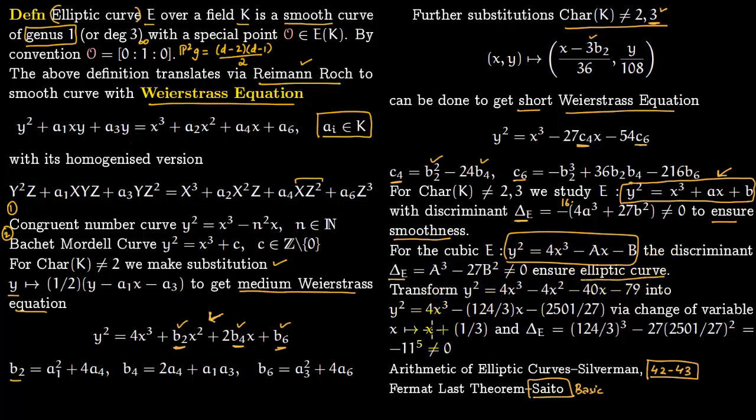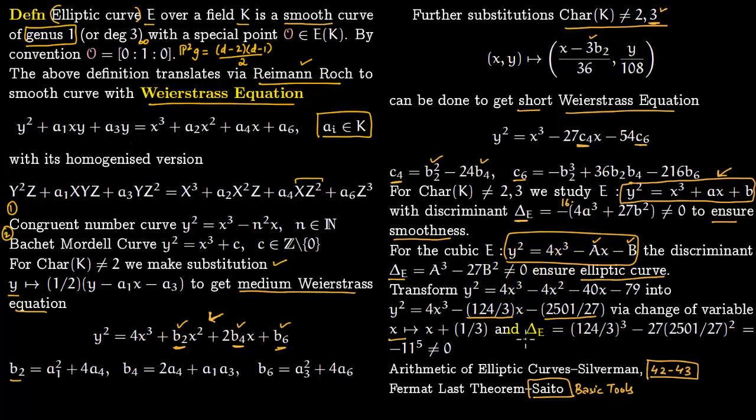So let us see an example again taken from this book, Fermat's Last Theorem, Basic Tools, by Sato. You have this curve y square is equal to 4x cubed minus 4x square minus 40x minus 79. Now you can transform this into a simpler equation, y square equals 4x cubed, and then you have a coefficient times x, and then another coefficient. So precisely this form, you have an a, you have a b, and the change of variable is given to you: x is just transformed to x plus 1 by 3. So just a single transformation of x is done, and you can go from this general form to something simpler like this.